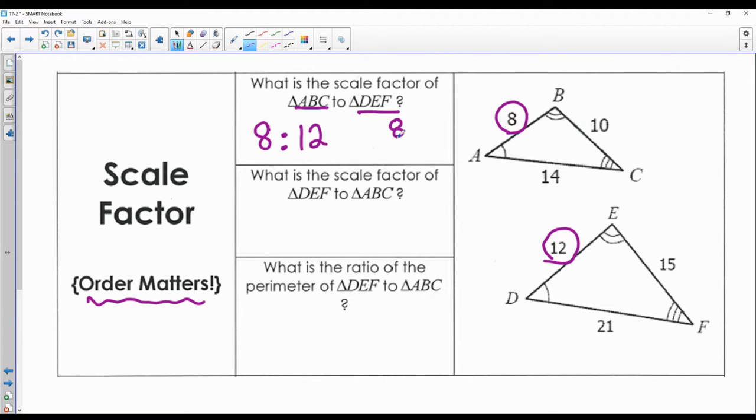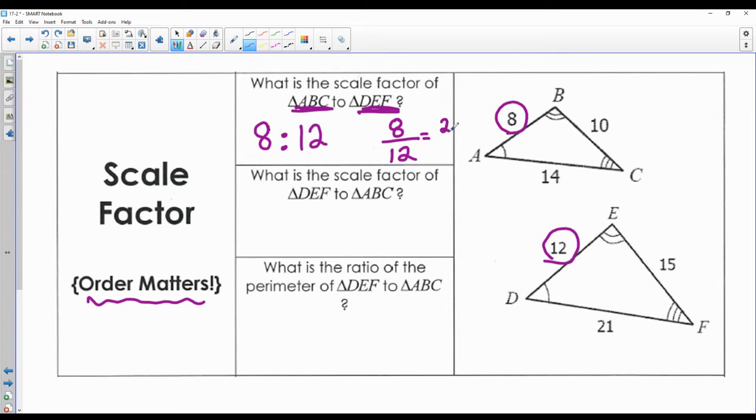So I will be using this in the answer key in my work. I'm going to write it as 8 to 12. Remember, the first one goes on the top, and then the second number goes on the bottom. And a lot of times they will simplify this. They'll say, oh, 4 divides into both of these numbers, so we can simplify it by dividing both of them by 4.